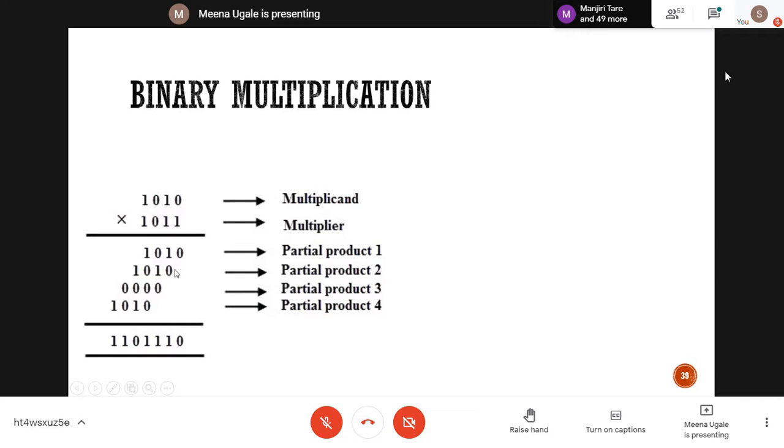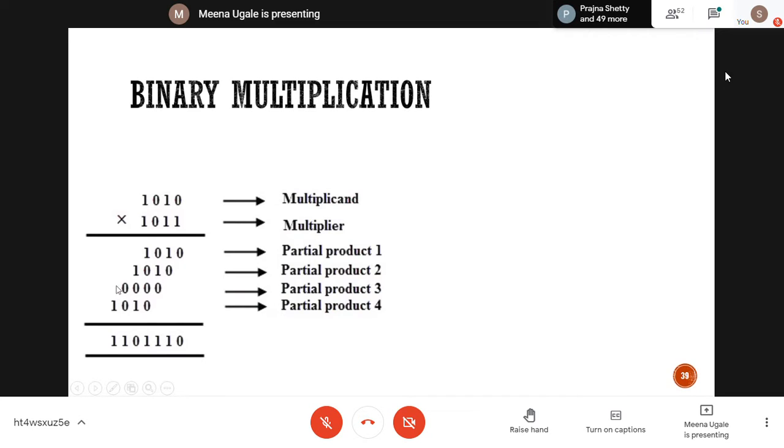Then I'm going to shift it to the left side by one position and then again 1 multiplied by 1010. So that is what I have written here. Then again one more time shift to the left side for partial product 3. The number is 0 multiplied by this will be 0. So I am writing here all zeros. And then the fourth partial product, again shift to the left side by one bit and then this 1 multiplied by 1010. So finally I'm getting here 4 partial products which I am going to add.